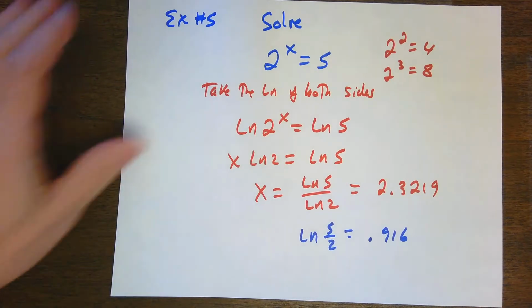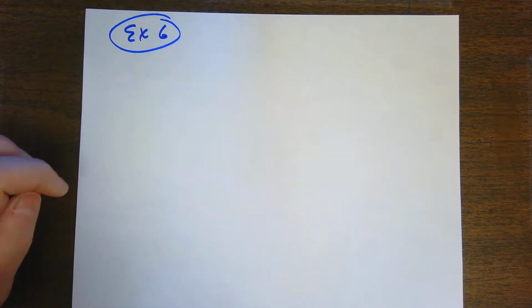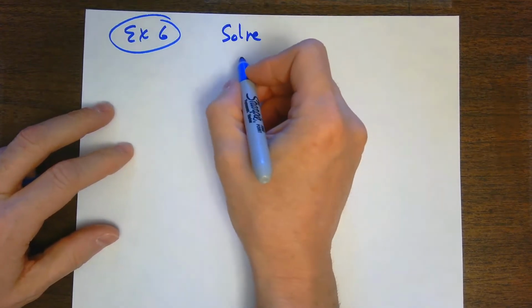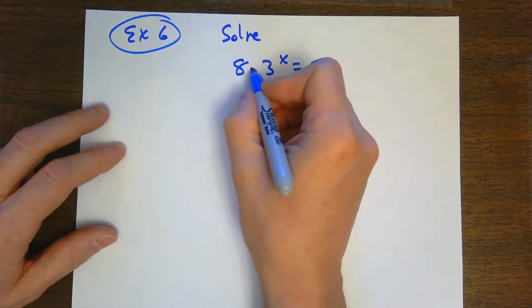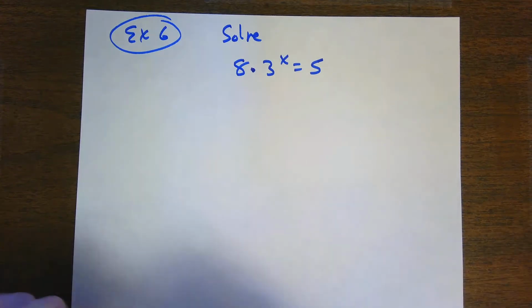All right, let's take a look at another one. Example number 6. In example number 6, I want to solve, a little bit more difficult now, 8 times 3 to the x equals 5. I say a little bit more difficult because this one, I'm looking at it and I have no idea at all. And the other one we just did, we could guess. We knew the answer was going to be between two numbers here.